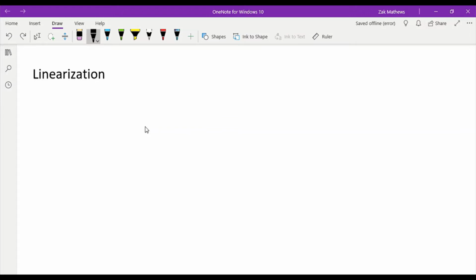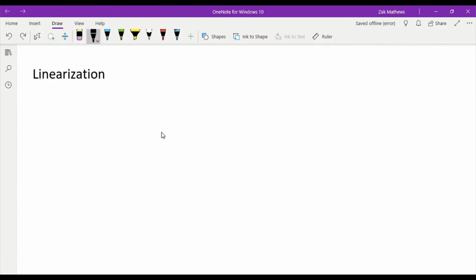What is the easiest type of function to work with, to graph, to use? Hopefully I'm guessing we're all saying linear functions. Lines are the easiest things to graph, they're the easiest things to use, and they still show that motion. However, not every function, not every curve is a line. And so what we want to look at today is something called linearization of a function.